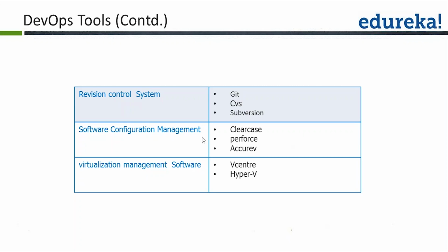Software configuration management. These tools are not being used extensively these days because Puppet and Chef have completely replaced them. ClearCase or Accurev were the leaders in that area. People still use them if they have been using them for a long time.